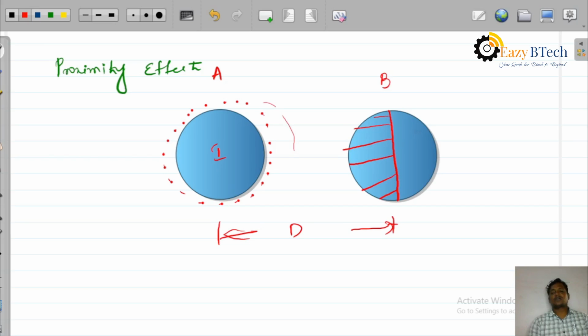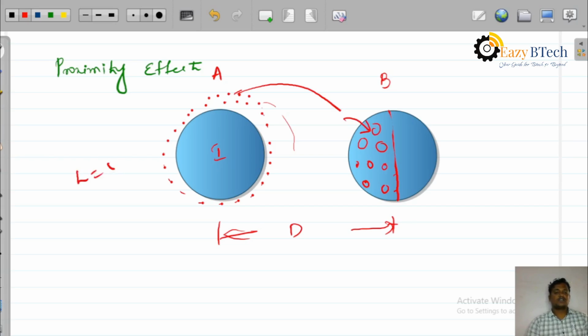The unshaded part is at a greater distance. Due to the current flowing through the other conductor, some flux will be induced in this portion. Half of the portion is affected more compared to the remaining portion. The flux linkage is more in this portion compared to that portion. Suppose we assume it is a standard conductor. The conductors in this area have more flux linkage.